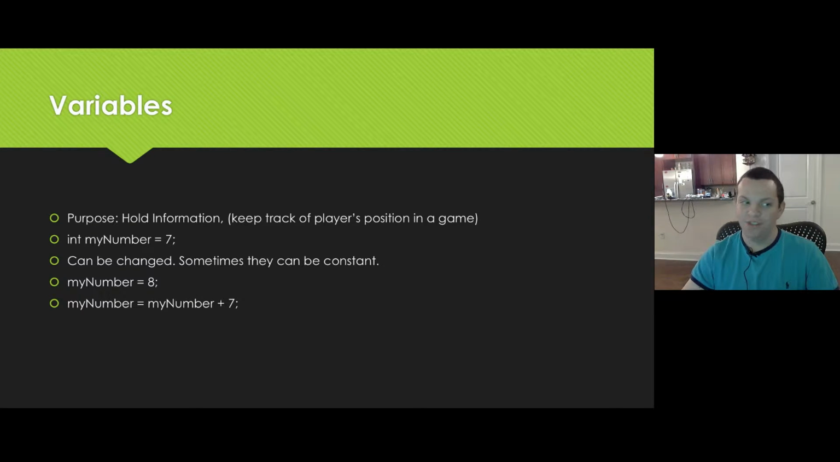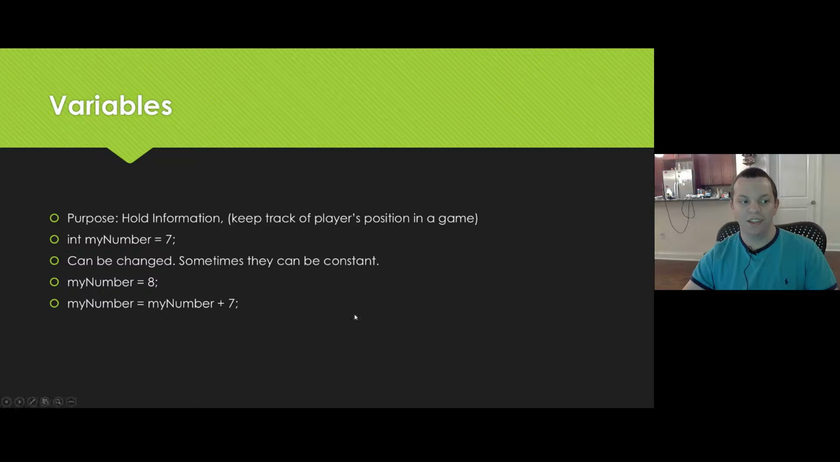So, the purpose of a variable in programming is to simply hold information. A good example of this would be a variable used to keep track of the player's position in a video game. Right, so what exactly do I mean, and how can variables be used?